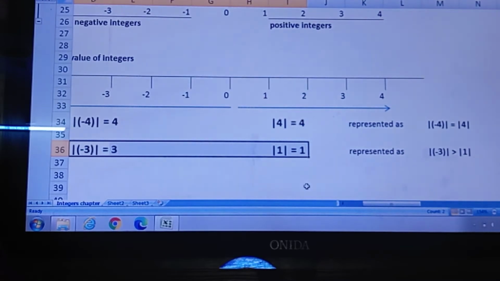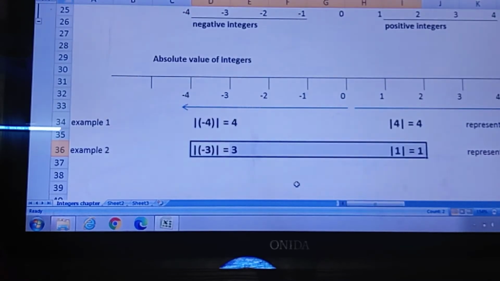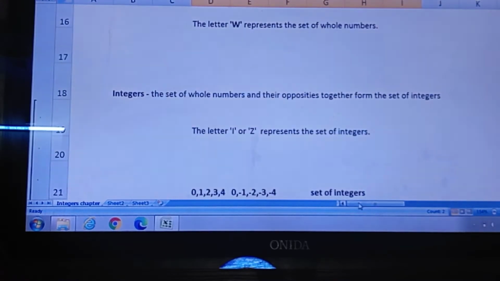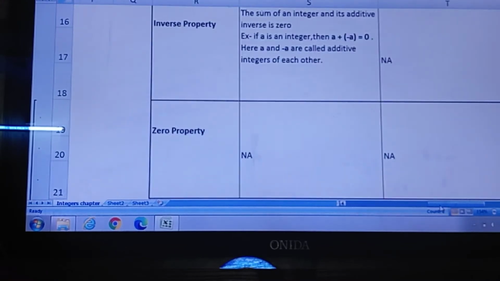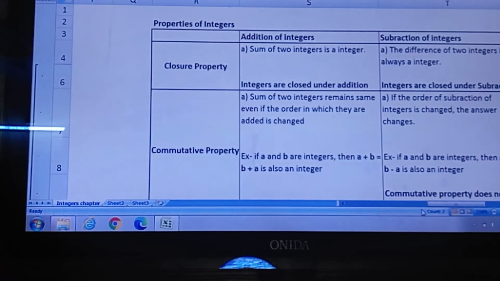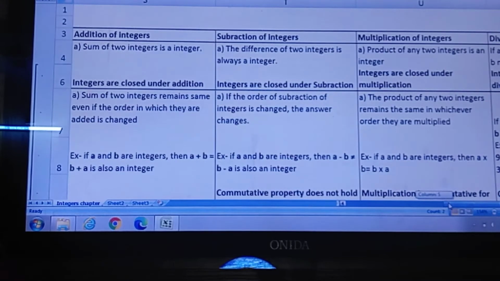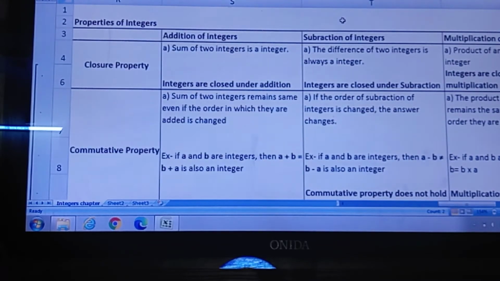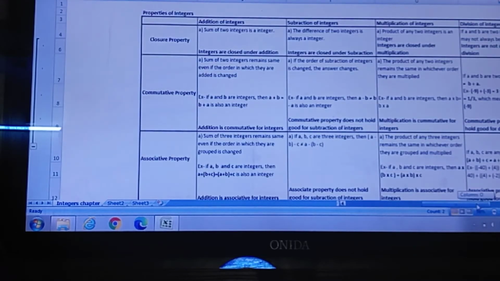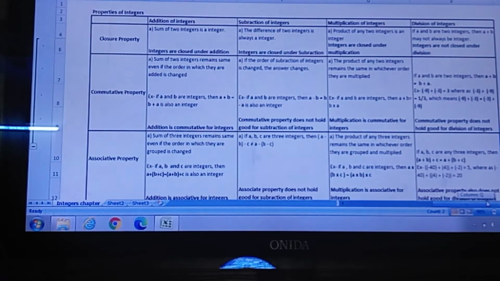Yeah. So this is about our concepts. Moving to the better part of it, I will be trying to discuss the properties of integers. Let me go one by one. To discuss the properties of integers, I will showcase and talk about each property so that it is quite easy for you to compare and understand it.